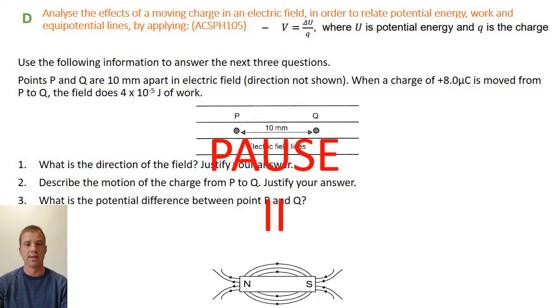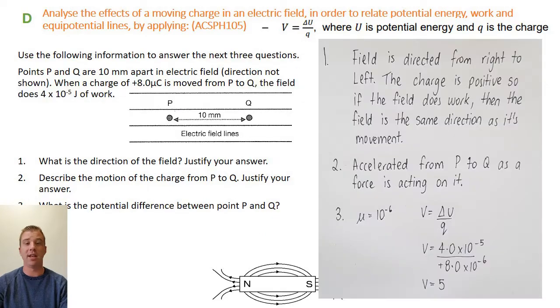Now let's look at another question on this next slide, and if you'd like the opportunity, pause it now. Okay, points P and Q are 10 millimeters apart in an electric field. The direction is not shown. When a charge of positive 8 microcoulombs is moved from P to Q, the field does 4 times 10 to the negative 5 joules of work. 1. What is the direction of the field, and justify your answer? 2. Describe the motion of the charge from P to Q and justify your answer. And 3. What is the potential difference between P and Q?